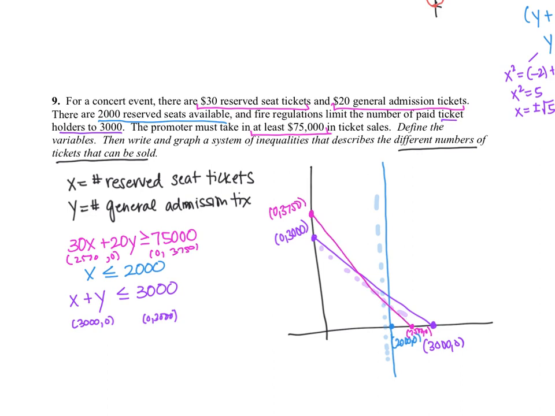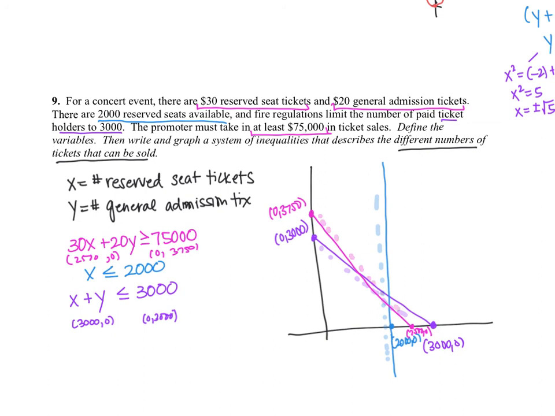Okay, and then which way do I shade? If I plug in (0, 0), 0 is not greater than or equal to 75,000, so I shade away from the origin. So I'm kind of above the line, which makes sense because it had a greater than sign.